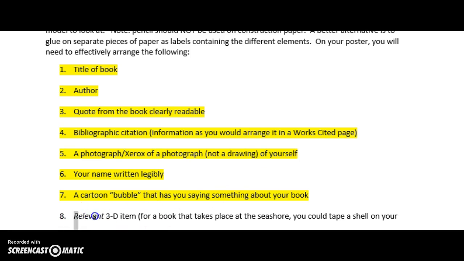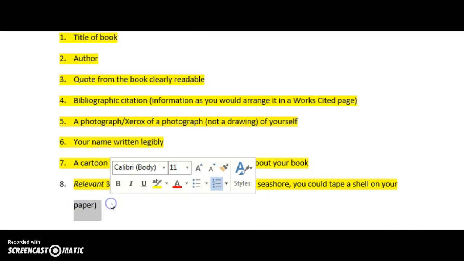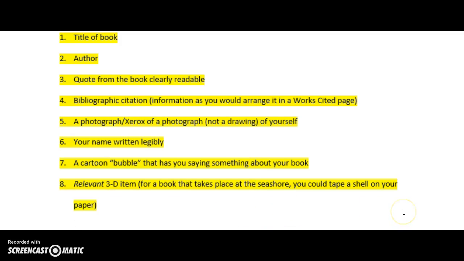And finally, number 8, I always ask my kids to put a relevant 3D item on your poster, something lightweight. Now, my book took place at the seashore, and so you'll see on my poster I have a shell taped onto my poster. It's lightweight, relatively flat, and easy to post. So I'll be able to hang that up and be able to see that because it's all very relevant to the story that I read.